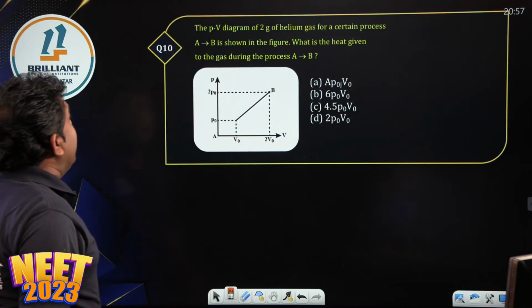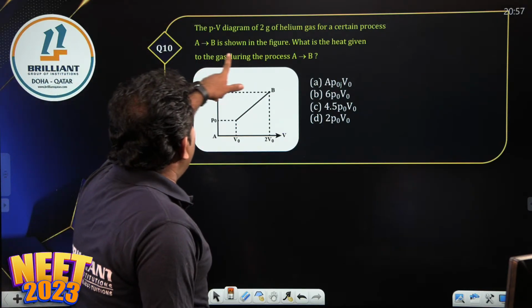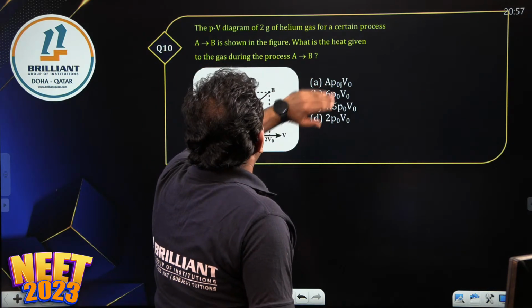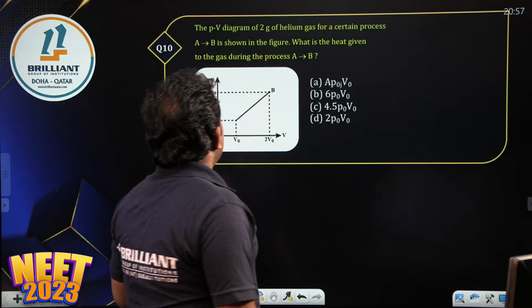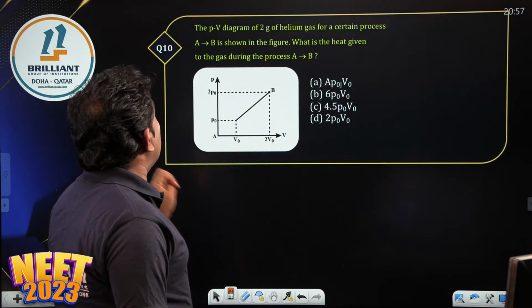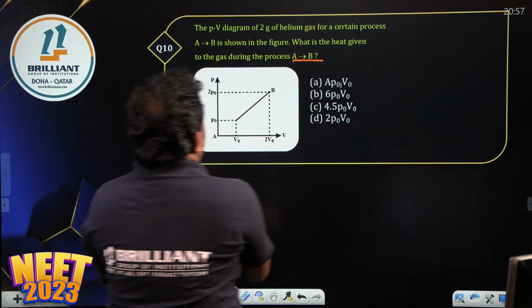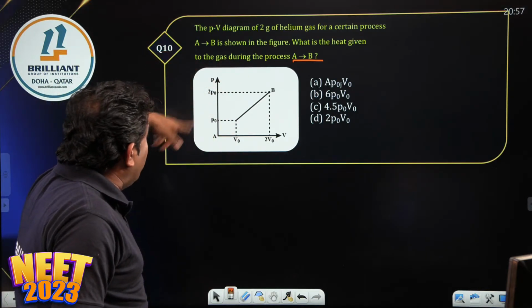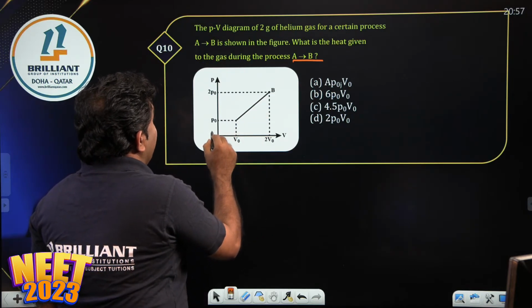Now we are explaining the next question, question 10. Please see question 10. The PV diagram of 2 gram of helium gas for a certain process A to B is shown in the figure. What is the heat given to the gas during the process A to B? We can consider what this process A to B is. The PV diagram is like this. So it's very clear.